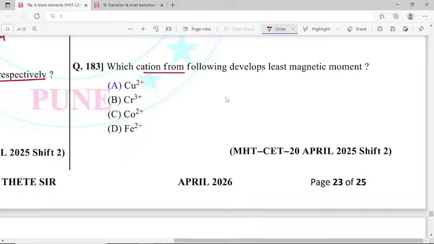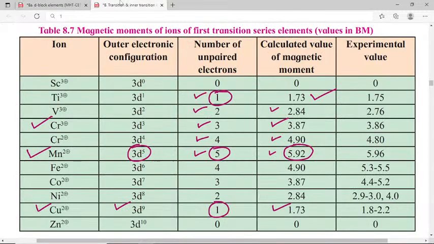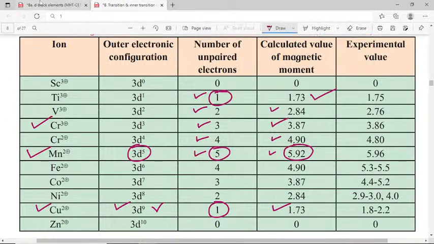Which cation from following develops the least magnetic moment? Copper 2 plus, 3d9, so 1 unpaired electron, 1.73. Please note down, copper 2 plus.